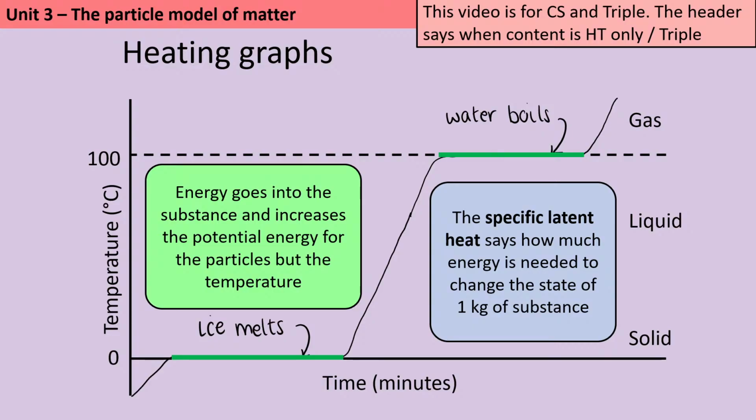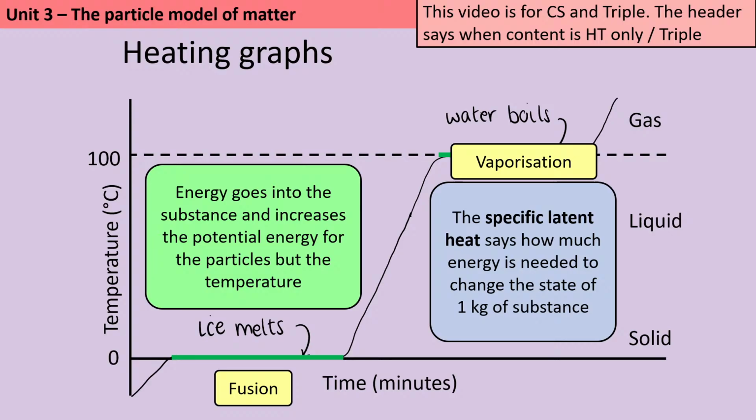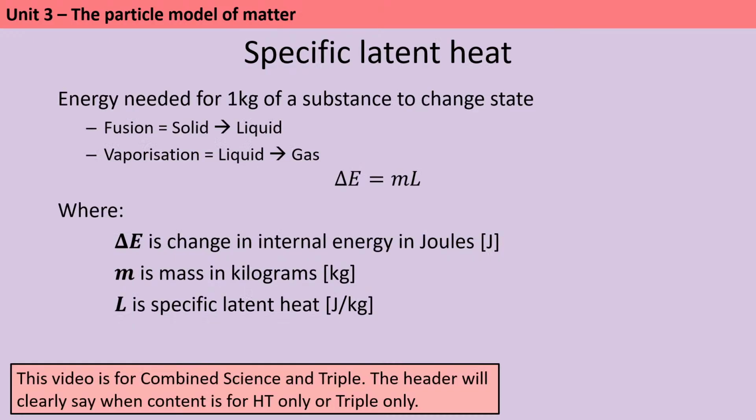Now that's not going to be the same amount of energy for melting as for boiling, so we have slightly different names for the different state changes. We have the specific latent heat of fusion, when a substance is melting, and the specific latent heat of vaporization, when it's turning into a gas. Again, this is an equation with nice sensible units in that energy is measured in joules and mass is measured in kilograms, so specific latent heat is in joules per kilogram.